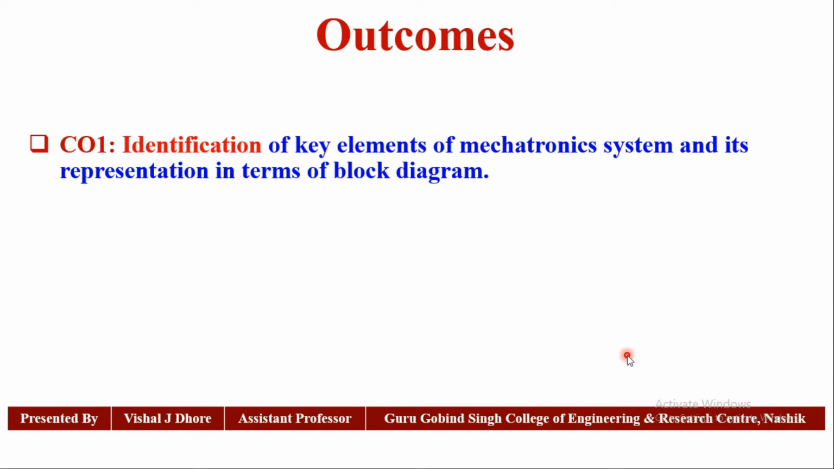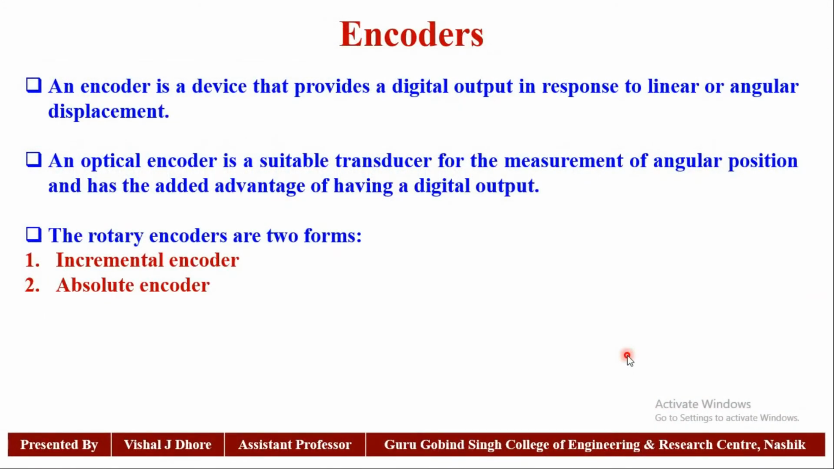So today's session first point is encoders. An encoder is a device that provides a digital output in response to linear or angular displacement. An optical encoder is a suitable transducer for the measurement of angular position and has the added advantage of having a digital output. An optical encoder has four main parts: a light source, a code disk, a light detector, and a signal conditioner.